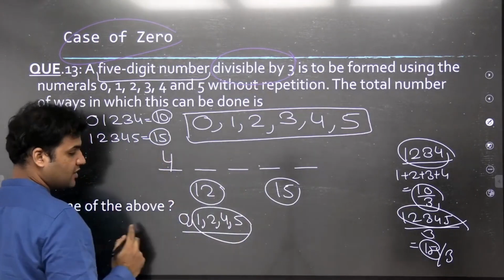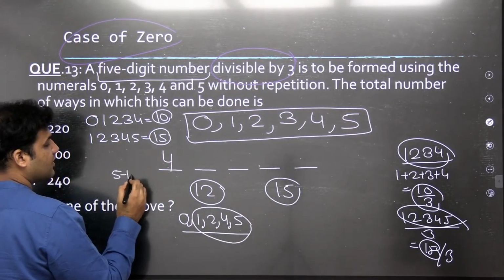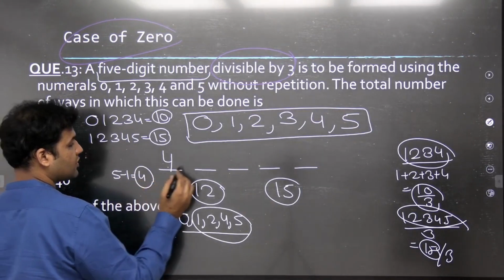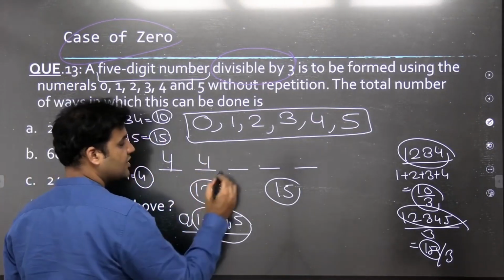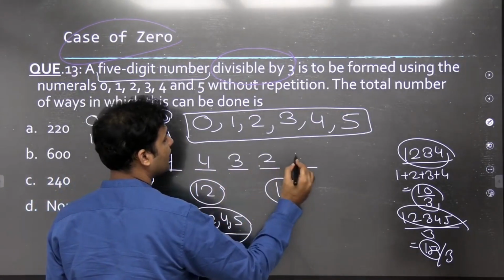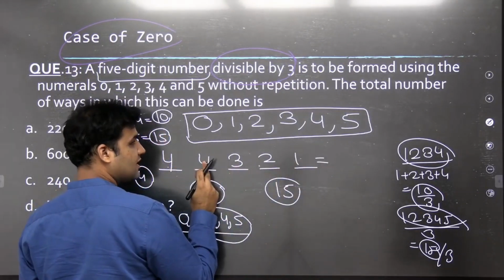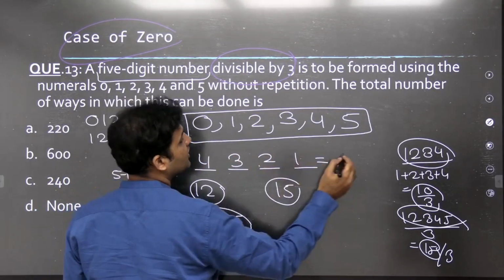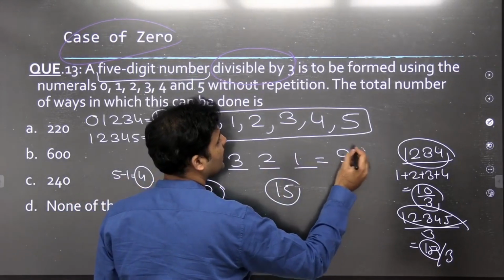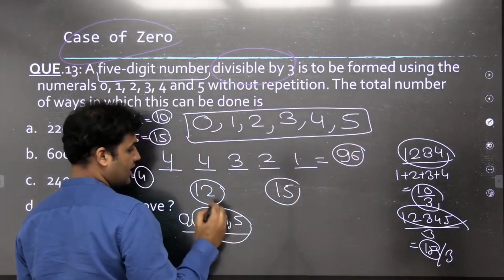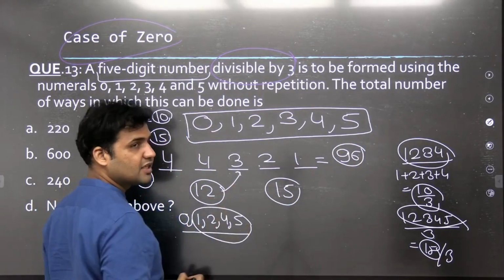Once a digit is placed, out of 5, 1 digit is used, I will be left with 4 more digits. So the second place again can be filled in 4 ways. Then this place can be filled in 3 ways, 2 ways, 1 way. 4 into 4, 16 into 3, 48 into 2, this can be done in 96 ways. Okay, this is the case when the sum of digits is 12.